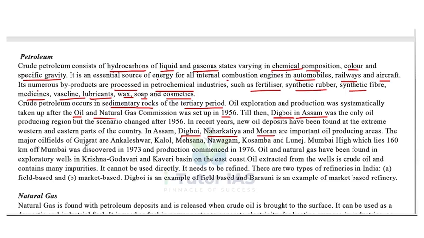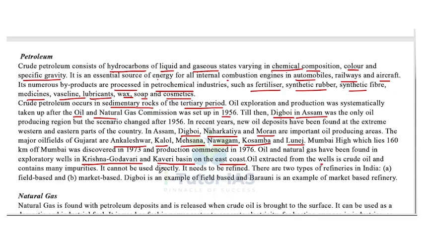The major oil fields of Gujarat are Ankleshwar, Kalol, Mehsana, Navagam, Kosamba, and Lunej. Mumbai High, which lies 160 km off Mumbai, was discovered in 1973 and production commenced in 1976. Oil and natural gas have been found in the exploratory wells in the Krishna, Godavari, and Kaveri basins on the east coast. Oil extracted from the wells is crude oil and contains many impurities.